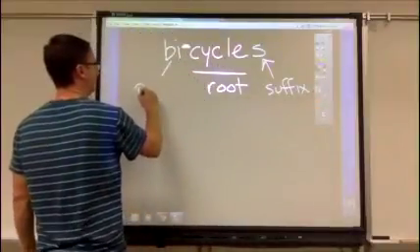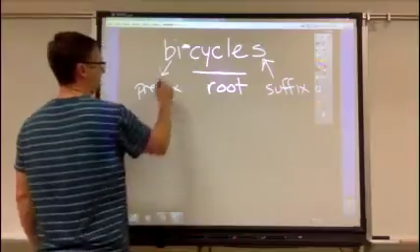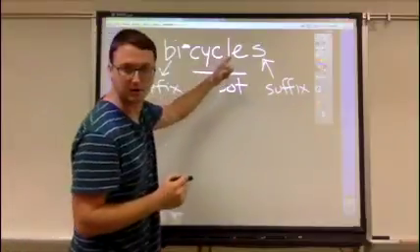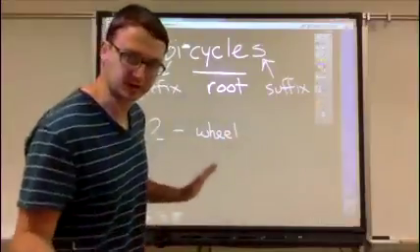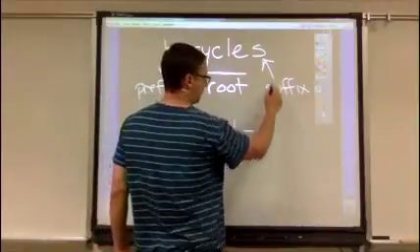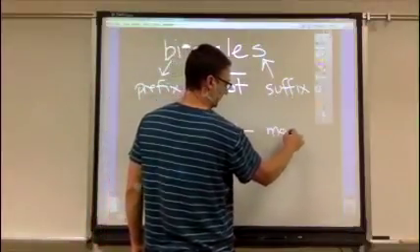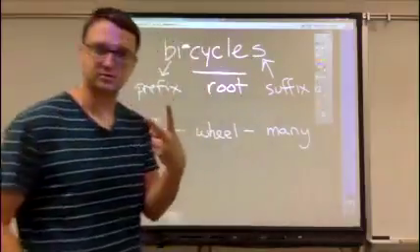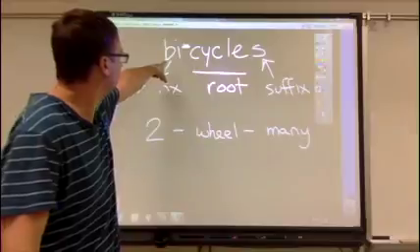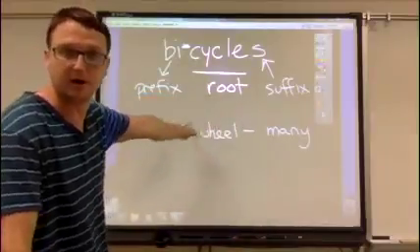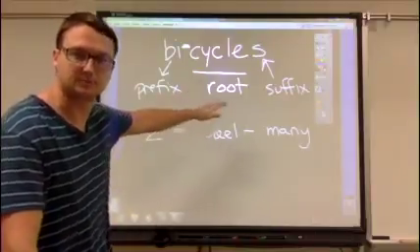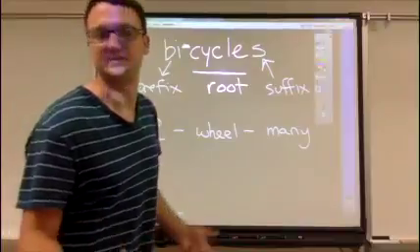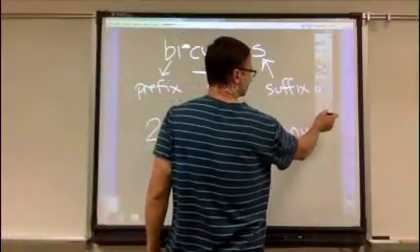This is our prefix. Now, bi means there's two. Cycle means wheels. Transportation with wheels. And then there are multiple, many. Okay? Or more than two. Two or more. So bicycles, two-wheeled objects, and there's many of them. There are many two-wheeled objects. Okay? Bicycles. Prefix, root, suffix. So this can be in science, it can be in math, it can be in language arts, it can be in history, anything like that.